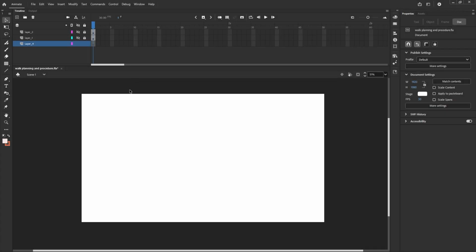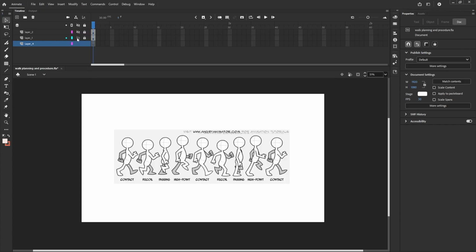Today I am explaining about walk animation, human walk animation. For a walk animation, first we have to understand the procedure and planning. So let us check all this.